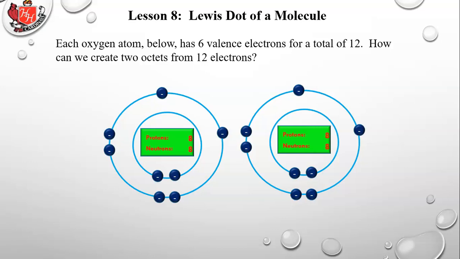Each oxygen atom below has 6 valence electrons for a total of 12. How can we create 2 octets from 12 electrons? So think about that. Each of those valence orbitals, those second orbitals, have to have an octet. That's 8 electrons. But if you look at the 2 valence orbitals, you count 6 electrons in one atom and 6 electrons in the other atom, just the outer orbital. That's a total of 12. So how can you get 8 plus 8 or 16 if you only have 6 plus 6 is 12? How do you do that?